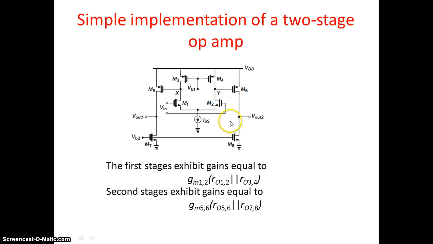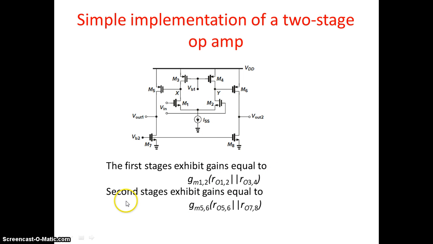This is going to produce Vout1 and this is going to produce Vout2. One takes its input from the X terminal, and M6 takes its input from the Y terminal. Let us see what the gain is in the first stage and in the second stage. The first stage gain, as we already discussed, is gm1, the transconductance of the input MOSFETs, times the resistance seen at the output, that is gm1,2 times ro1,2 parallel with ro3,4. If they are identical, we can simply write it in this fashion.